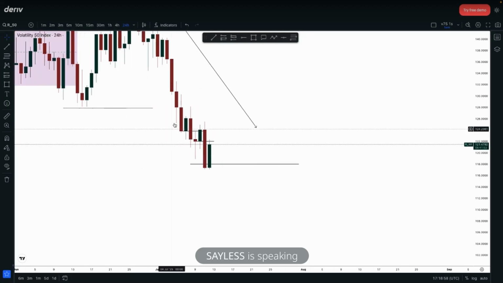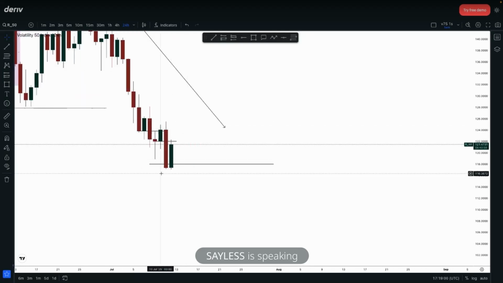So now I see a big candle like this. And remember the story of a candle, right? It opens, it pushes upward, it failed, and then it closes bearish. This is telling me that now the sellers are in control, and that is why the market is going downward.